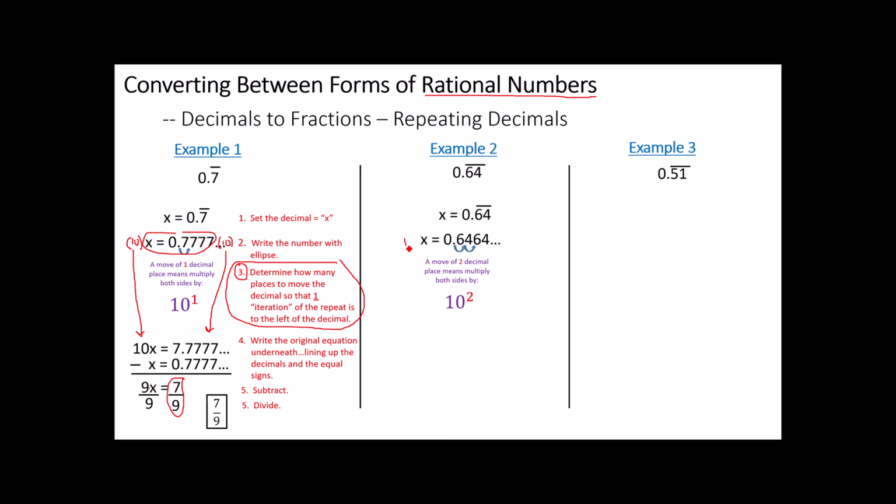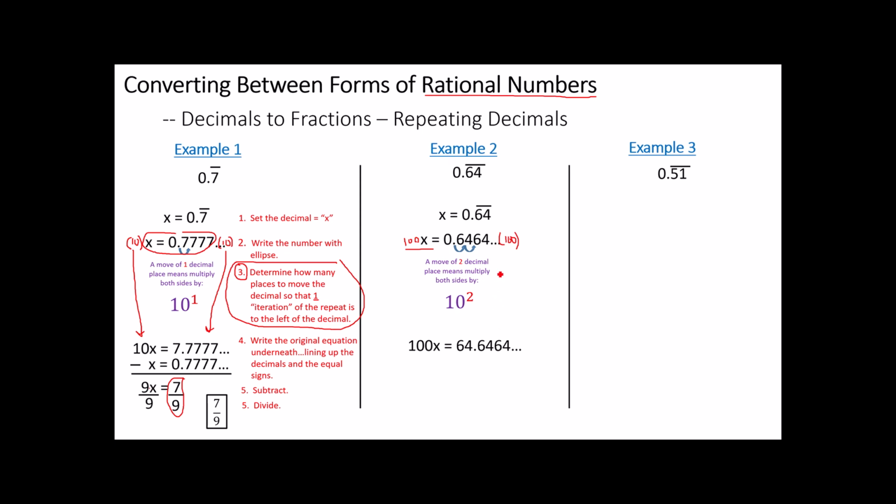I'm going to multiply the left by 100, and I'm going to multiply the right by 100. Notice it was a 2 decimal move, so I have to multiply by 10 to the second, or 100. And that gives me 100x equals, since I moved the decimal 2 places, 64.64 repeating. There again, don't worry that there's more 64s because there's an infinite number of them. I'm just choosing to write a couple extra this time.